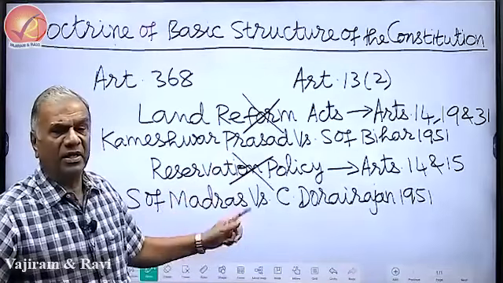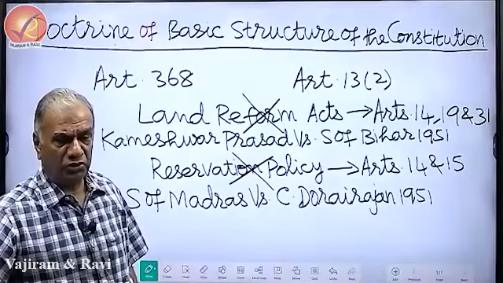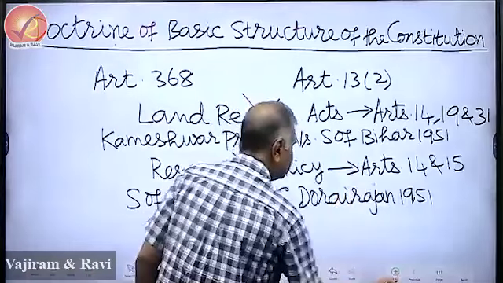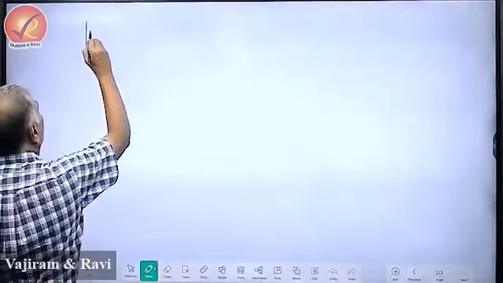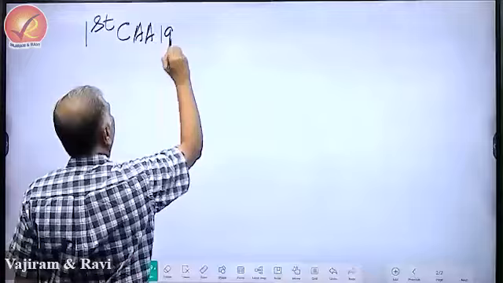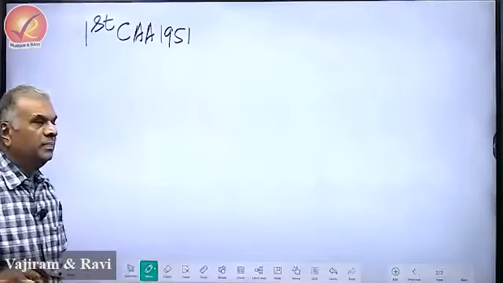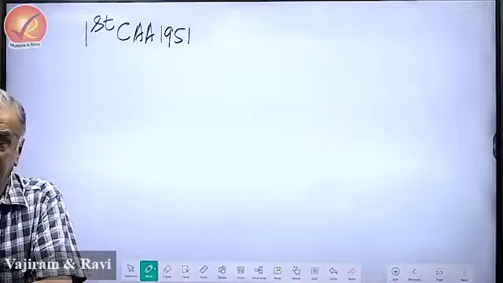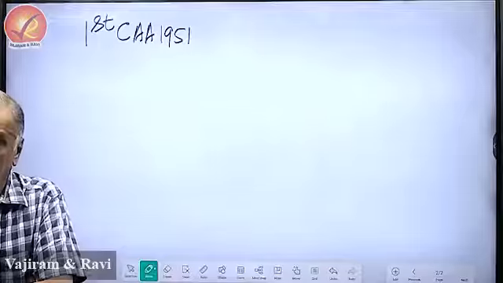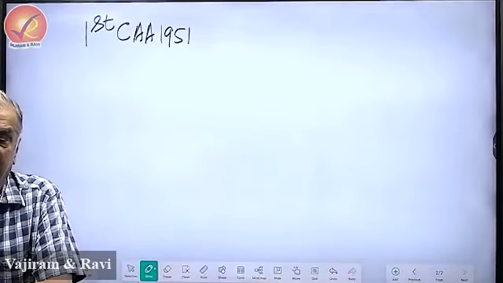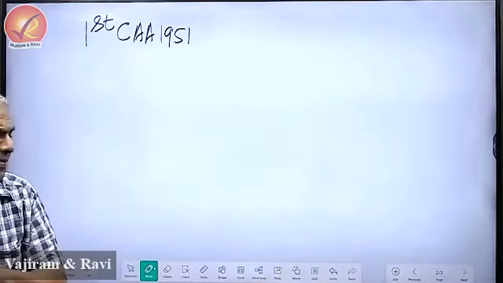The government felt that there was some deficiency in the Constitution, and to fill up that deficiency, because of these two decisions, the Parliament passed the First Constitutional Amendment Act in 1951. In exercise of its power under Article 368, the Parliament passed this First Amendment Act.